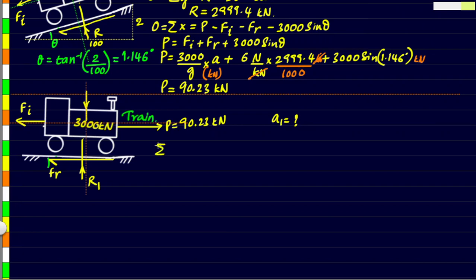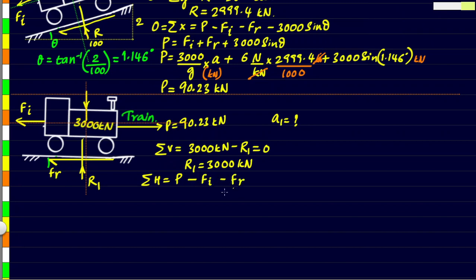So first let's apply the equation of equilibrium for vertical components, which gives us downward weight of 3000 kilonewtons minus resistance R1. Both have to be equal to 0, which gives us the resistance value as 3000 kilonewtons. Applying the equation of equilibrium for horizontal components, we get the force which is moving the train P minus inertia force which is acting backwards minus the friction force. The sum has again got to be equal to 0 because we have brought it in equilibrium.